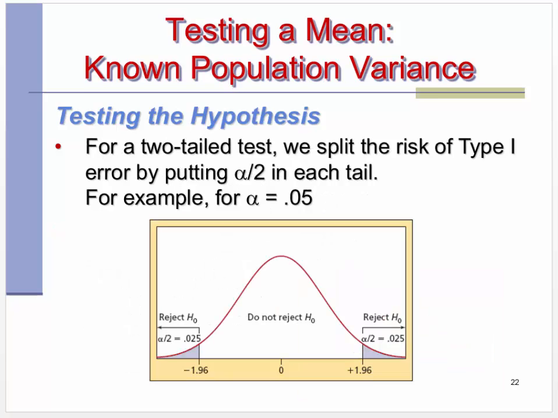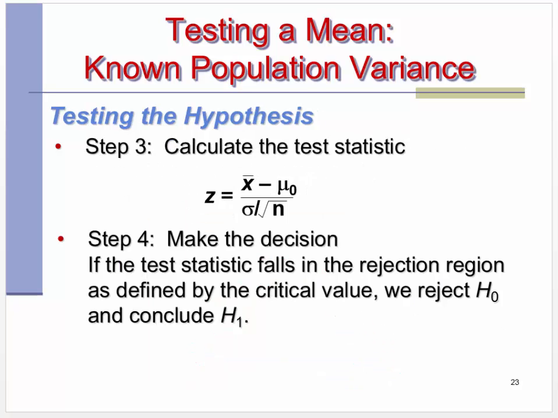For a two-tail test, we'll split the risk of type 1 error by putting half of alpha in each tail. In this case, if alpha is 0.05, we'll put 0.025 here. The critical value is 1.96. If alpha is here, the critical value is plus 1.96. And if the test statistic falls in this region or this region, we reject null. If it falls between, we fail to reject null. We do not reject null. Okay? That's how we test for this hypothesis.